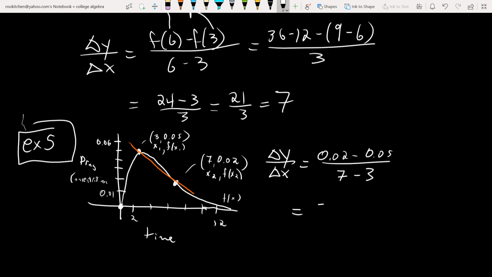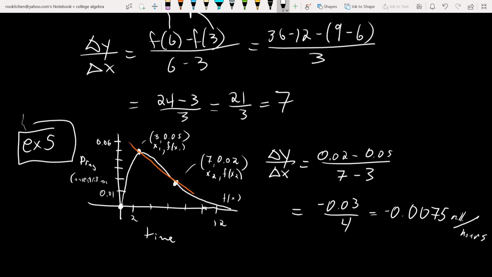So we're going to get negative 0.03 all over 4, and then if you divide that, it'll be negative 0.0075. So the drug concentration is decreasing by 0.0075 milligrams per 100 milliliters per, what are the time units? Hours. Per hour.